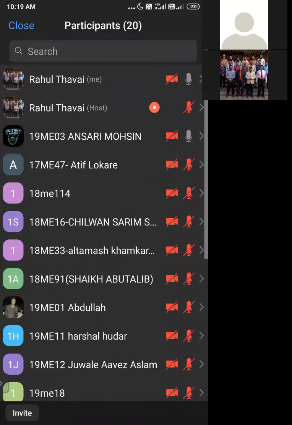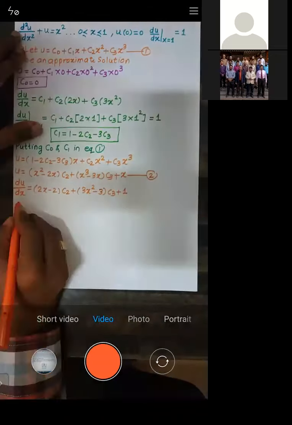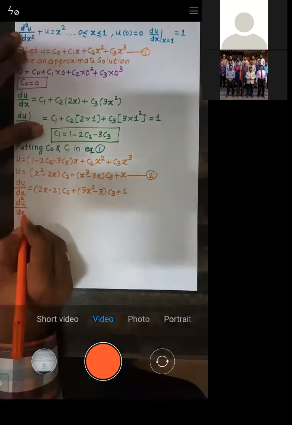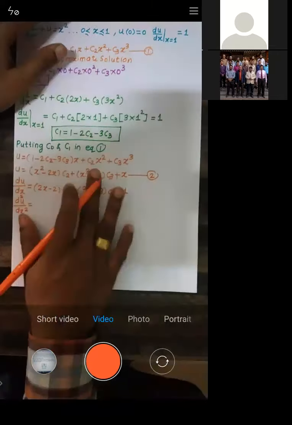Okay, so let's see that. Now we require the double derivative, ∂²u/∂x². Let's take the double derivative of this one.